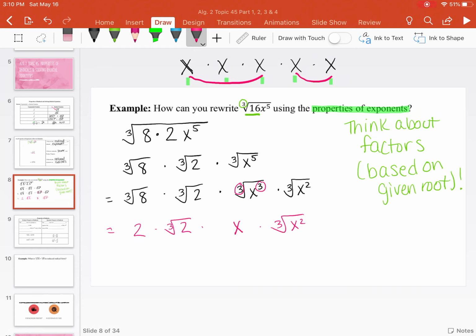Now we can rewrite this because multiplication is commutative, so we can flip the order. I can group my 2 times x together to get 2x, and then I can also group my cube root of 2 and the cube root of x squared. So my final answer is 2x times the cube root of 2x squared.